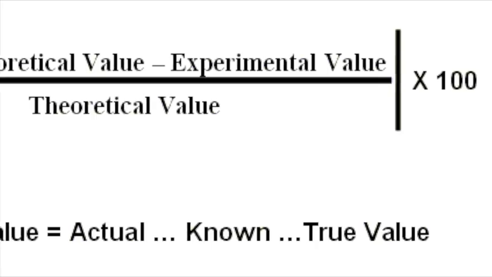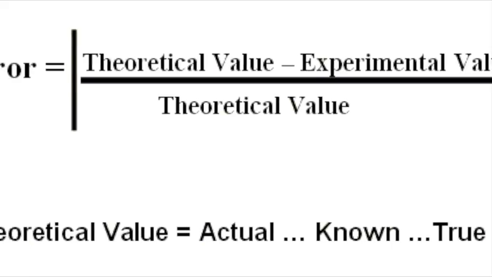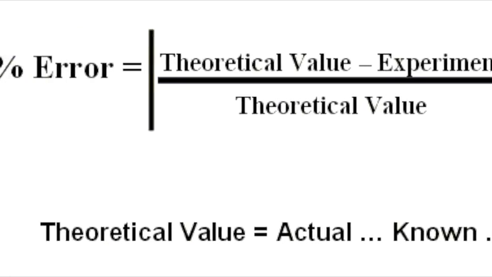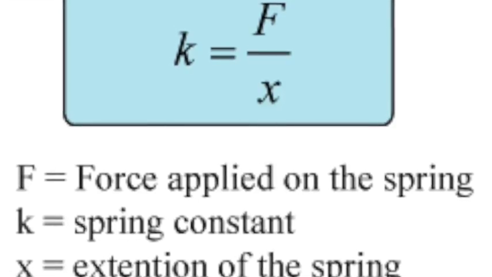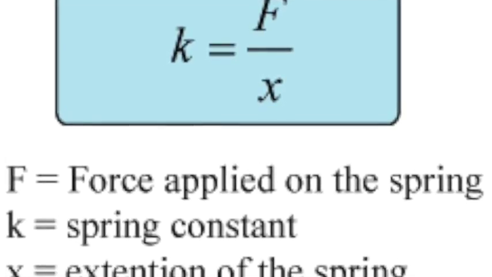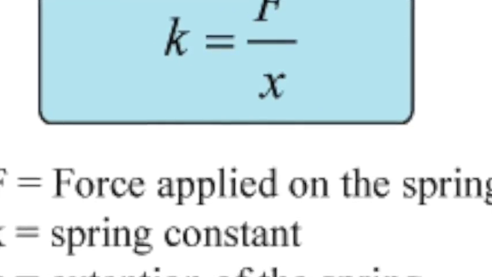The percent error is calculated by subtracting the theoretical value from the value that was obtained by doing the experiment, and dividing this difference by the theoretical value. When the absolute value of this answer is taken and multiplied by 100, the percent error is calculated. In this particular experiment, the theoretical value was obtained using Hooke's law, and the experimental value was based on the mass spring method.